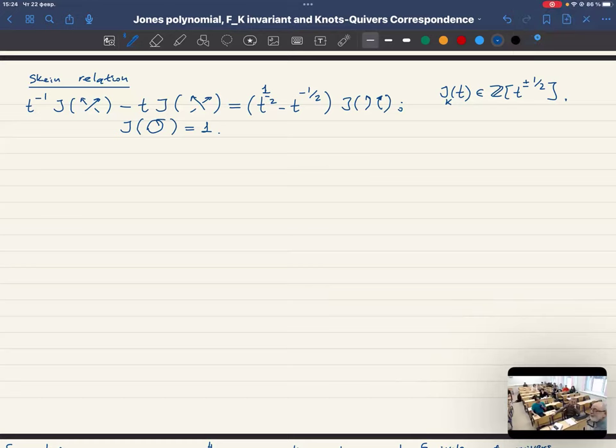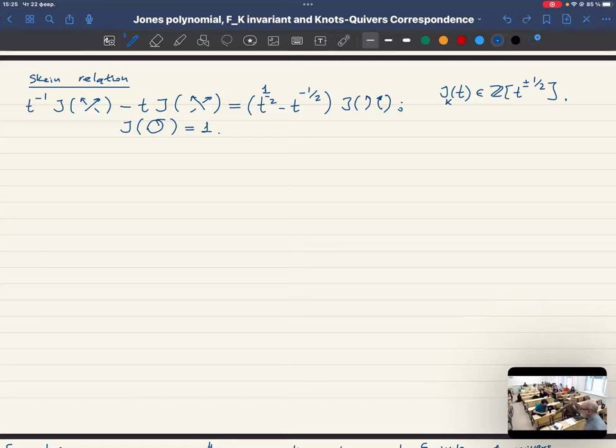Yeah, so this is some rule that allows us to simplify the knot. One can check that the definition from last time indeed satisfies this relation. So what we get here is a polynomial with integer coefficients in t to the plus-minus one half. So it's not indeed a polynomial, but instead a polynomial of these variables.